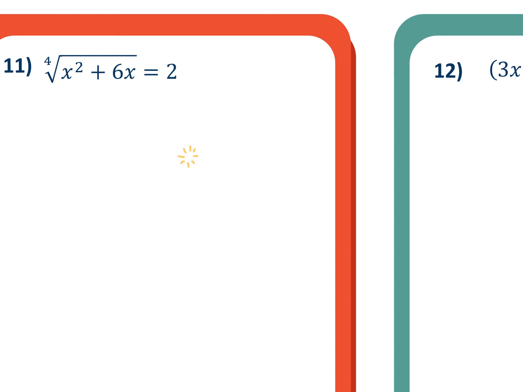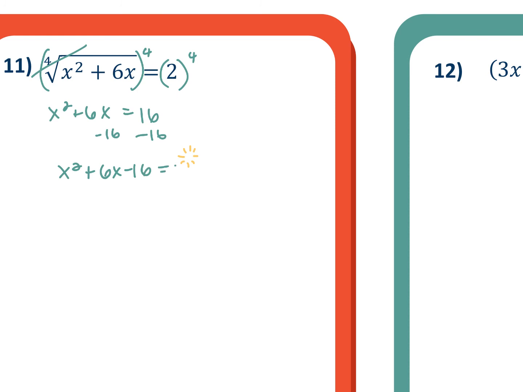Okay, look at 11. Now I've got the fourth root of x squared plus 6x equals 2. How do I get rid of a fourth root? Good. Raise both sides to the fourth. So the left side is going to cancel. I get x squared plus 6x equals 2 times 2 times 2 times 2, which is 16. Subtract the 16. X squared plus 6x minus 16 equals 0.